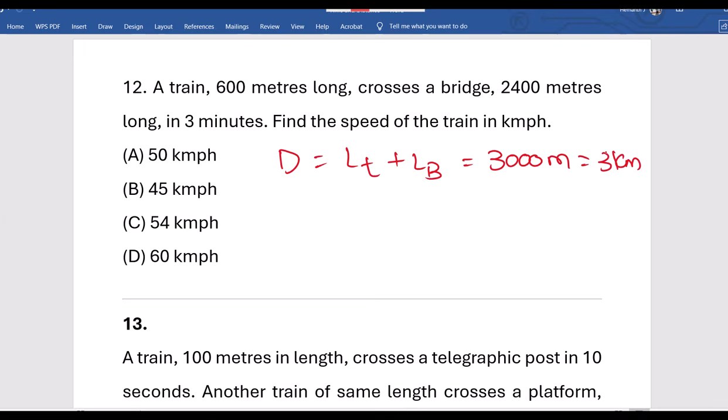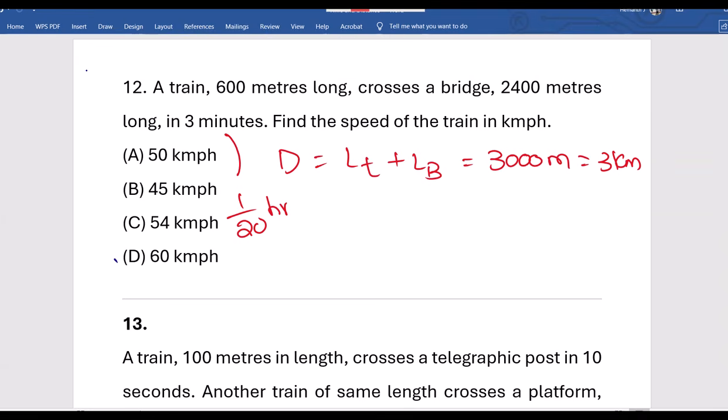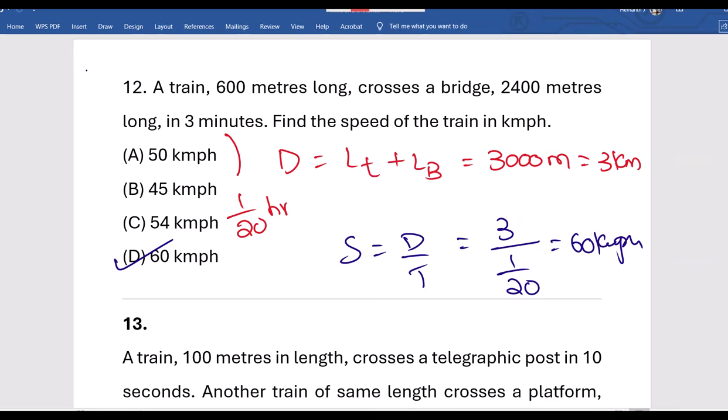3 minutes is nothing but 1 by 20 of the hour. Why are you converting into kilometers and hours? Because speed is given in kilometer per hour. So speed is distance by time. Distance is 3 kilometers, time is 1 by 20, so 60 kilometers per hour. Distance is length of the train plus length of the bridge when the train crosses a bridge, and timing is given in minutes, so we convert into hours by dividing by 60.